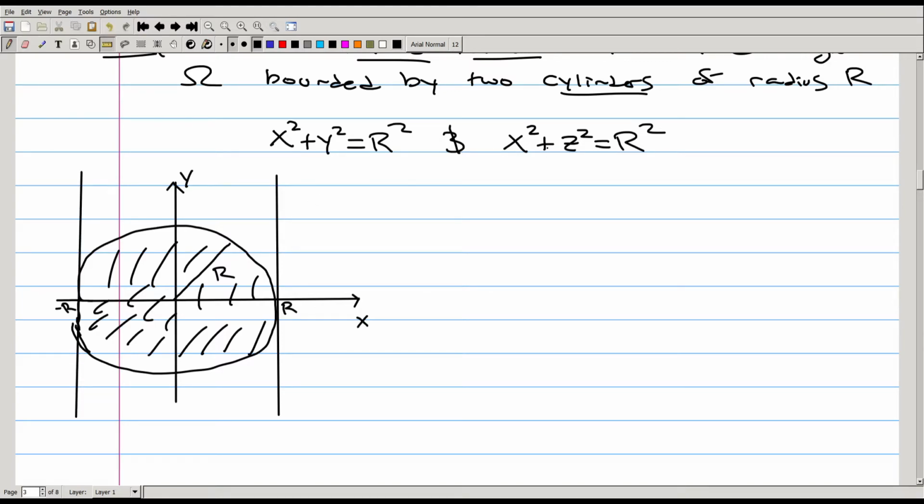And these two lines correspond exactly to the trace of this equation at z equals 0, which is x squared plus z squared is equal to r squared, and z equals 0 gives you x squared is equal to r squared, or x is equal to plus or minus the absolute value of r, which is exactly what we have here with these two lines.